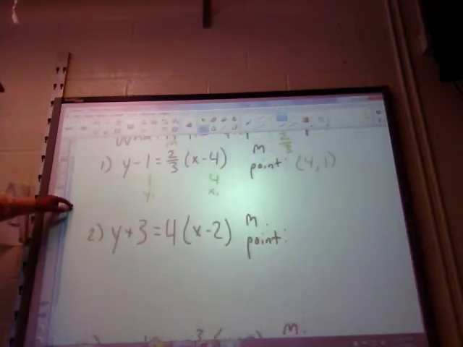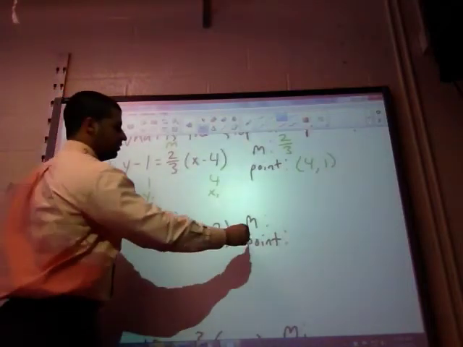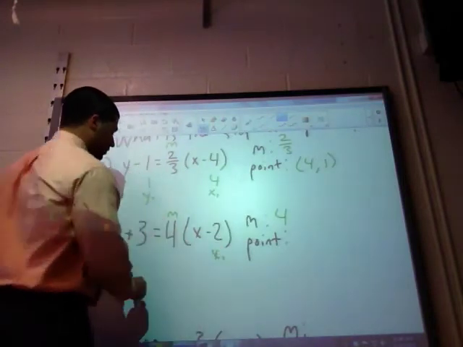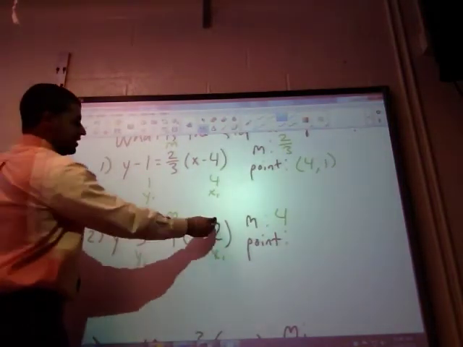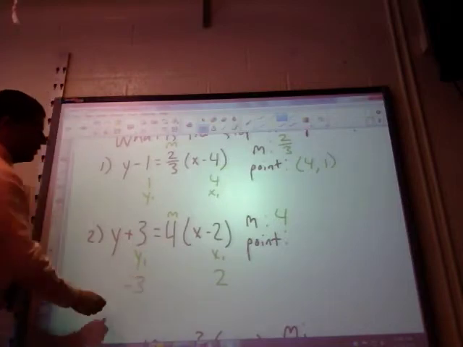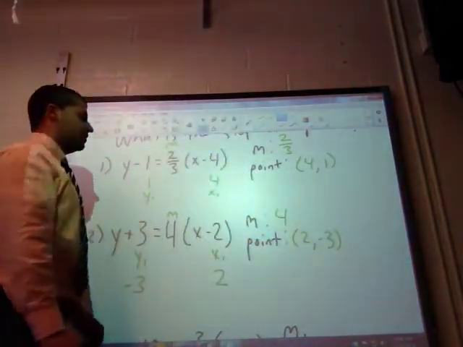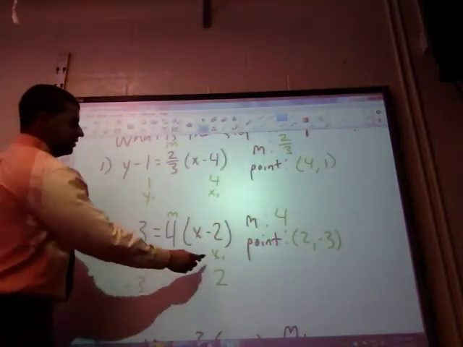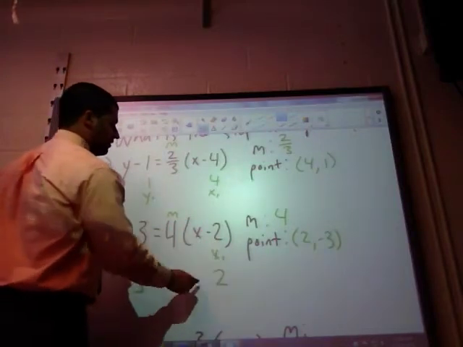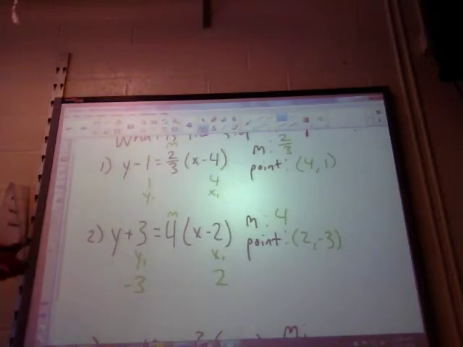So let's try the next one. Problem 2. Y plus 3 equals 4 times x minus 2. The slope is 4. So we have x1 and we have y1. Well, x1, there's a minus in front, so we take the opposite and we leave a 2. With the 3, there's a plus in front. This means it was originally a negative, so we take the opposite and call it -3. So the point there would be 2, -3. Basically what you have to understand is whatever this number is, if the sign in front is negative, it's actually positive. If the sign in front is positive, it's actually negative. You're just really taking the opposite.